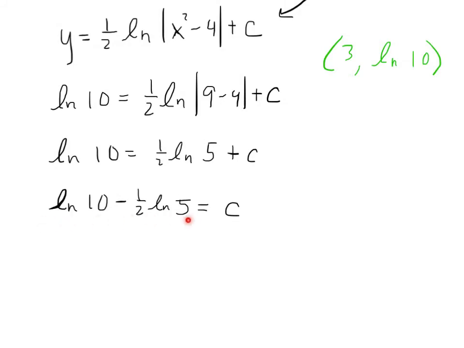I suppose I could just take this and plug it in right up here. But this is kind of a mess, and we've had training on this before. I should be able to simplify that. I should be able to do something with that, and we can. There is a subtraction here, which means I can divide the things inside the logs, but first I have to deal with this. This is ln 10 minus ln square root of 5 equals c.